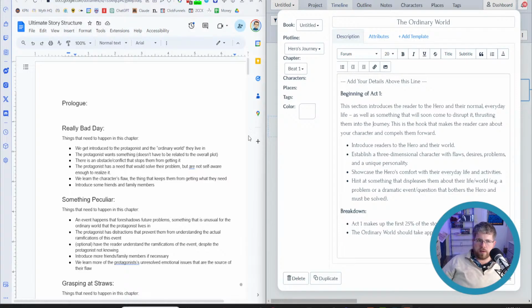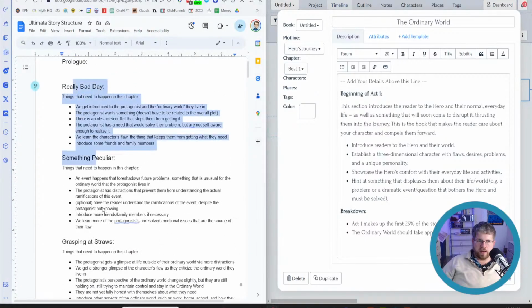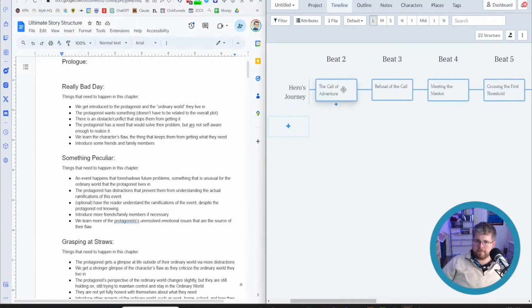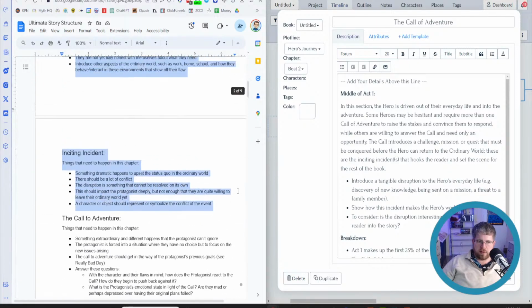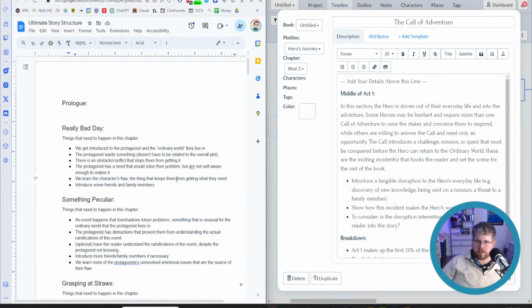This is the ordinary world. Pretty sure most of these things are already included in what I've developed over here so far, but we'll read through it and see. It introduces the hero to the normal everyday life, as well as something that will soon come to disrupt it. This is the hook. Yeah, we pretty much got everything here for step 1, because these first couple of chapters are all ordinary world stuff.